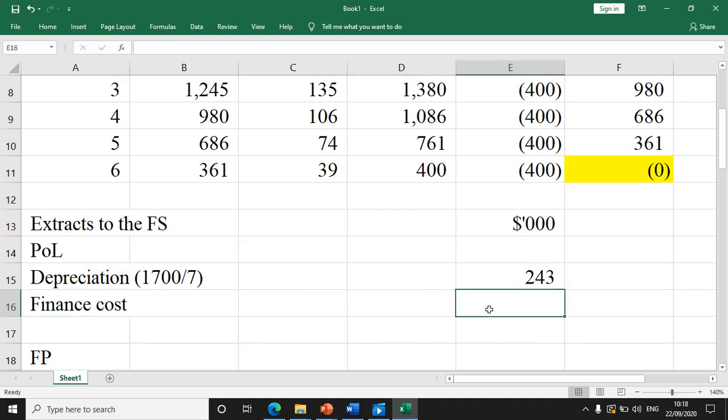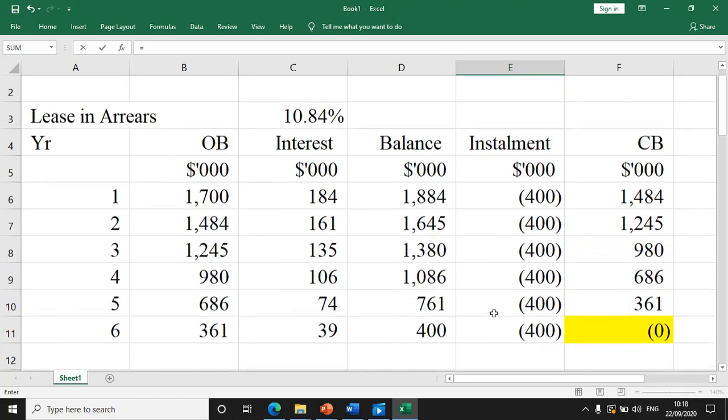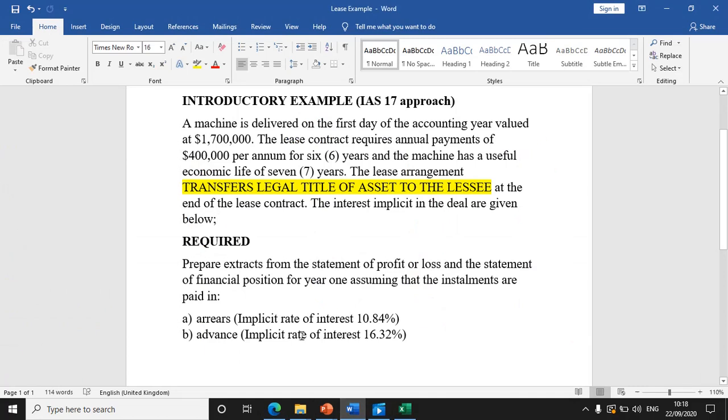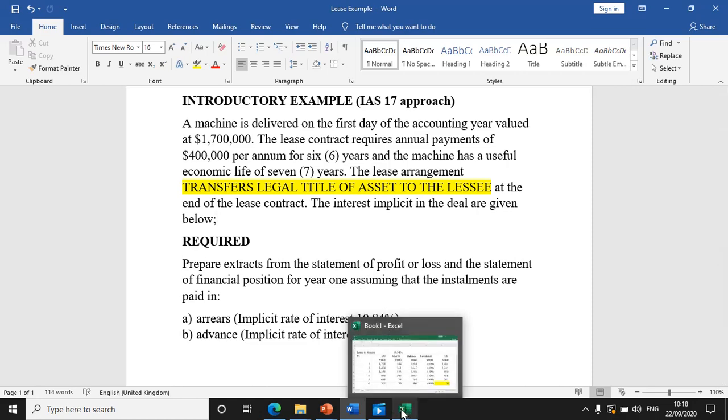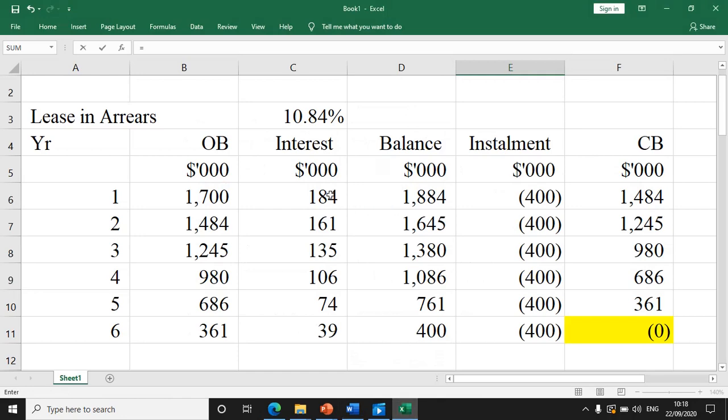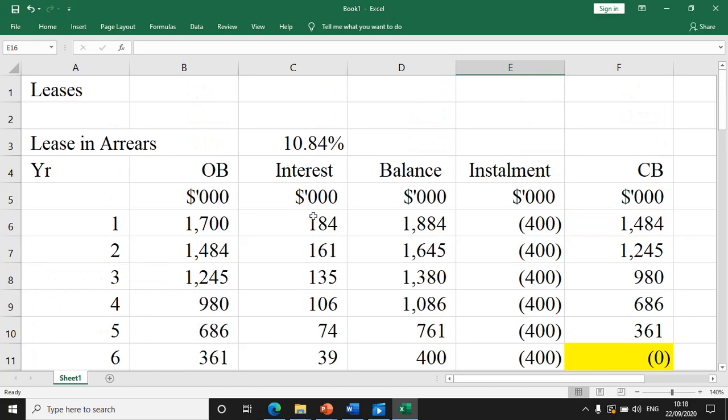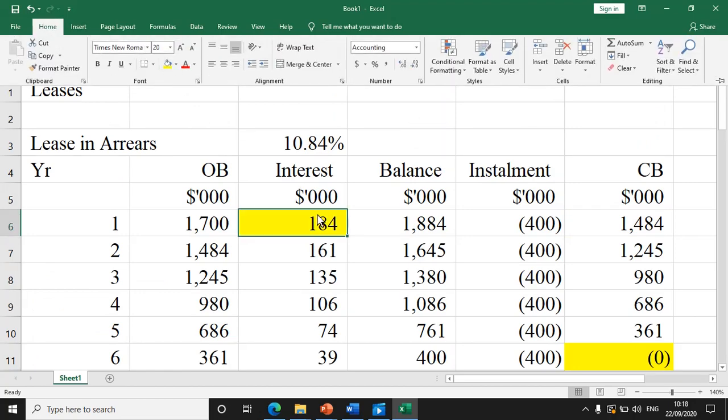Finance cost has already been worked out. Go to your first year. Remember, the question says first year. All right. If I may go to the question, it says prepare extract from the statement of profit or loss and the statement of financial position for year 1, assuming that the installments are paid in. So please check that one. So go back to my first year, my installment in this case. I think you can see that figure there. That's the figure there. All right.